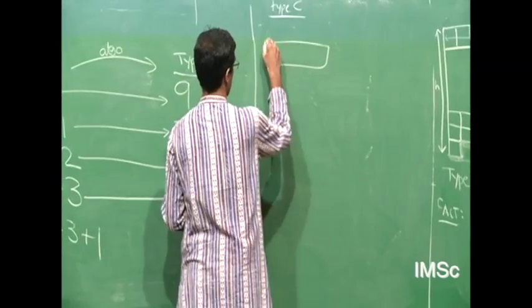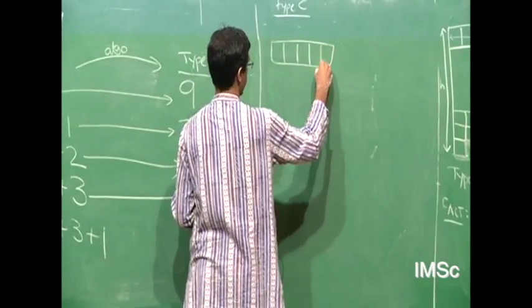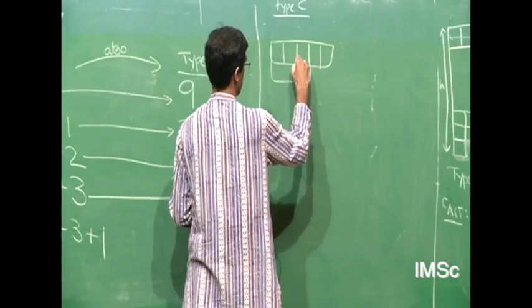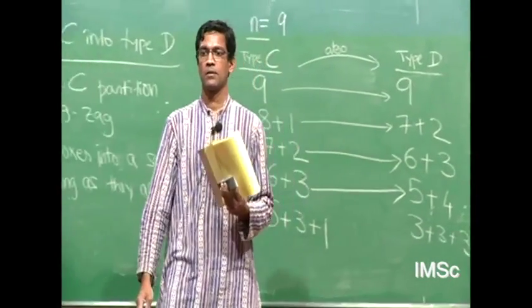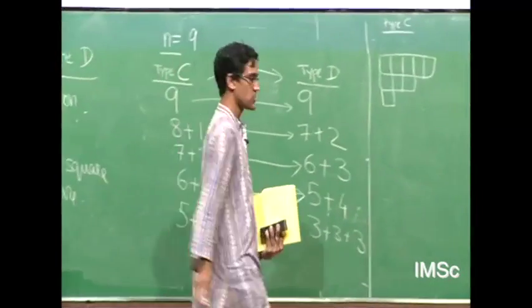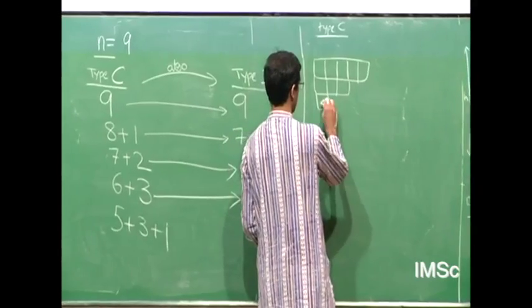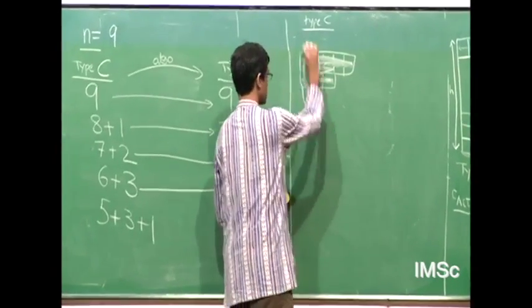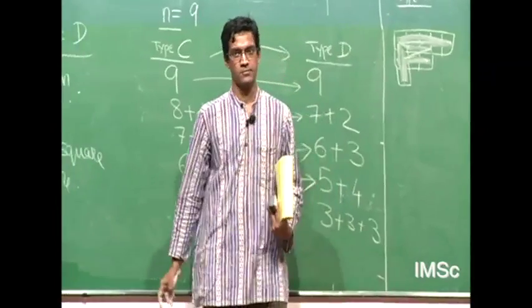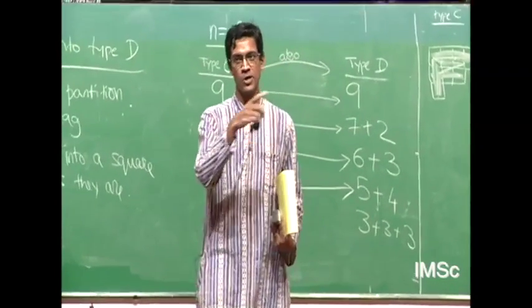So I have 5, 3, 1. So what's the zigzag here? The whole thing, right? The zigzag is the whole thing because it's exactly your definition of the zigzag. 1, 3, 5. So this whole fellow is my zigzag. There's nothing to the right of it, right? So I have 9 boxes in my zigzag.